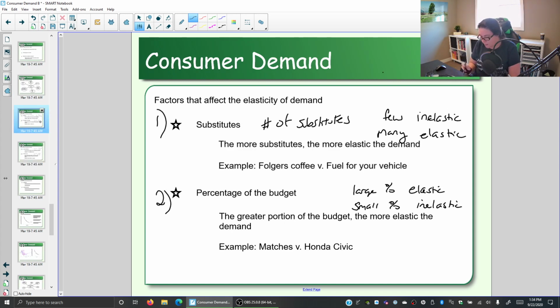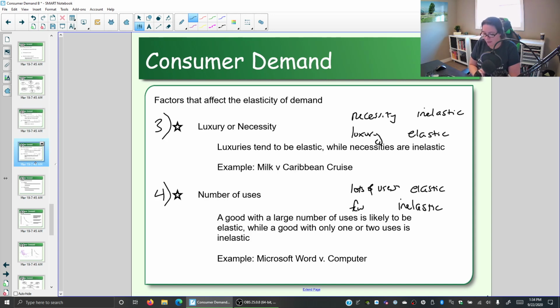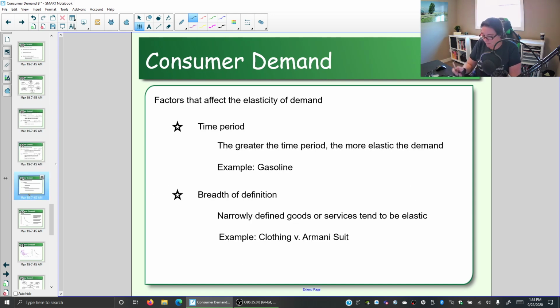So we had substitutes, percentage of the budget, luxury or necessity, number of uses. Number 5 is time period. What kind of time frame are we looking at here? So we talked before about if you were on your way to work and your gas tank was empty and the price of gas had doubled, you would pay anyway. So in a very short term, you can't really change your behavior. So in the short term, you have to get to work, so you're going to pay the higher price anyway. In the short term, our demand is more inelastic.